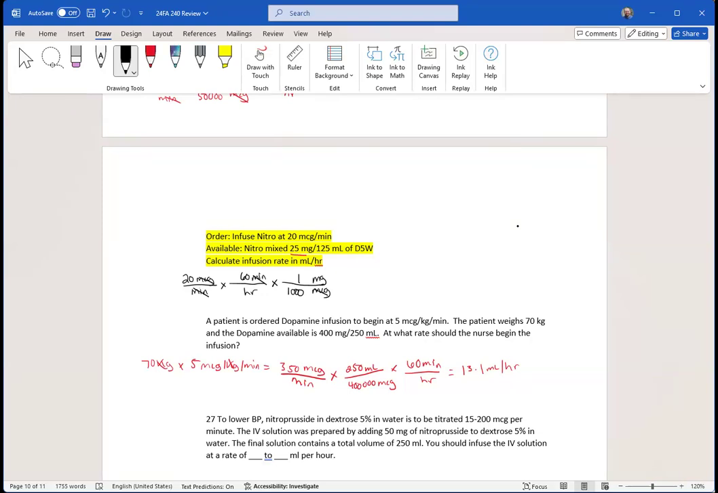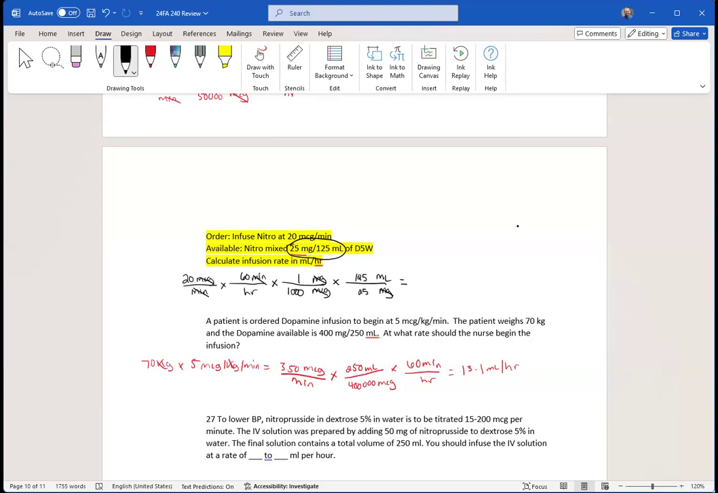So do I have a way to relate milligrams to milliliters? I do in my available. So that's the next step, and the final step in this is I'm going to relate and cancel out milligrams for milliliters. So 125 milliliters here, 25 milligrams here, and now we just multiply across the top, divide by what's on the bottom, and that'll be our answer. So let me go through that.